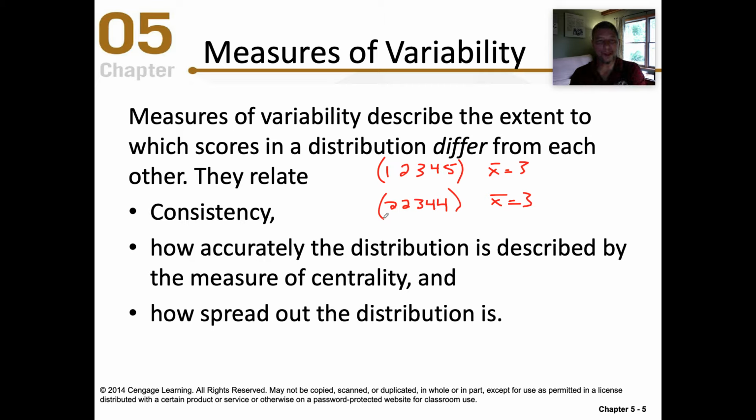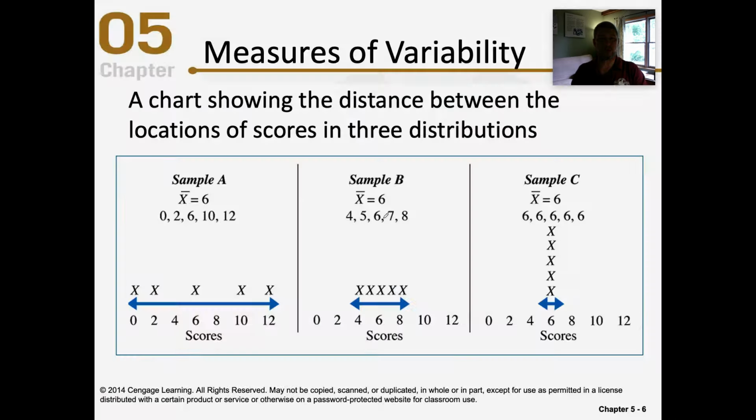So these measures of variability talk about not only the measures of central tendency, the mean in this case, but they also describe just how spread out the data actually is, all right? How spread out the distribution is. Now, let's have a look at this graphically so that you can really see what these numbers look like.